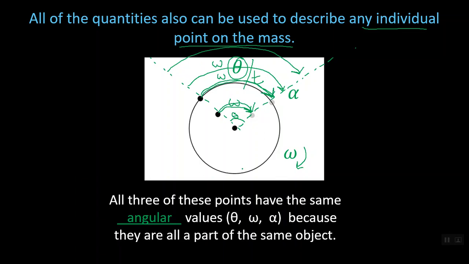The same thing is going to happen with the angular acceleration. If the entire disk is speeding up or slowing down, then so are these individual points on the disk. So all of these individual points are going to have the exact same angular values, theta, omega, and alpha, no matter where they are. If the disk is spinning at 2 radians per second, then we would say every single point on this disk is also spinning at 2 radians per second.